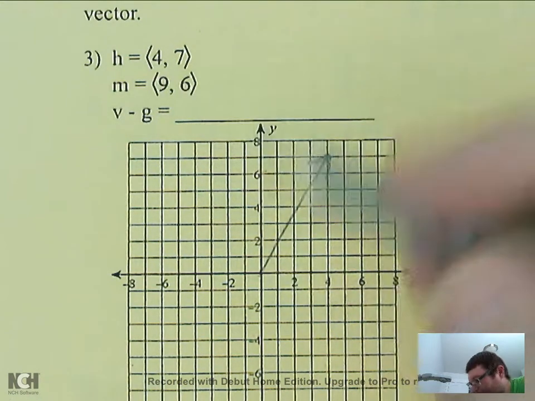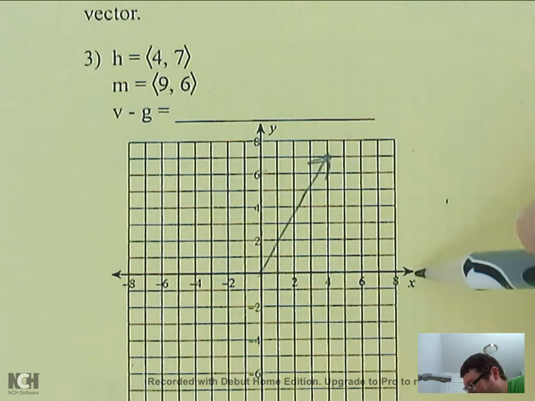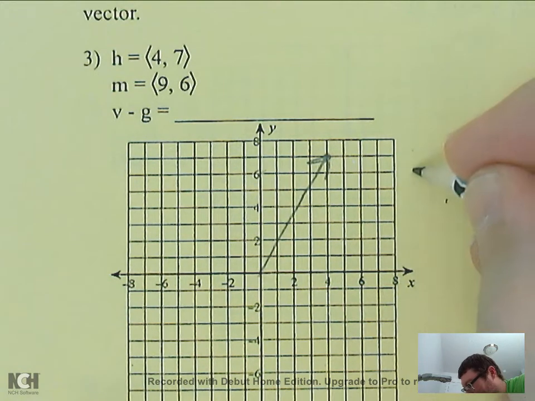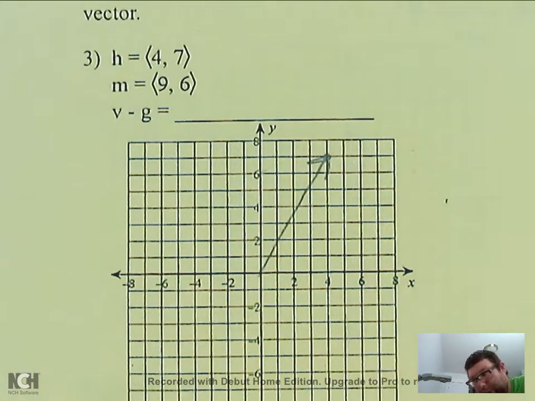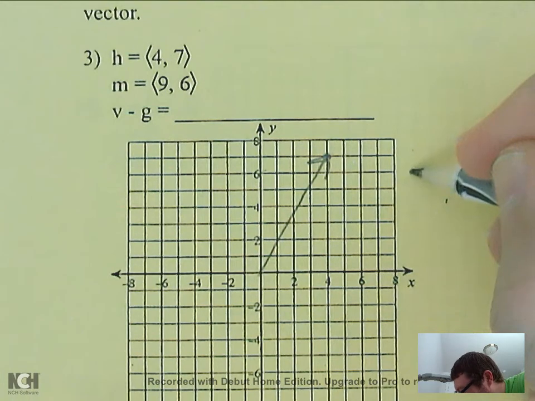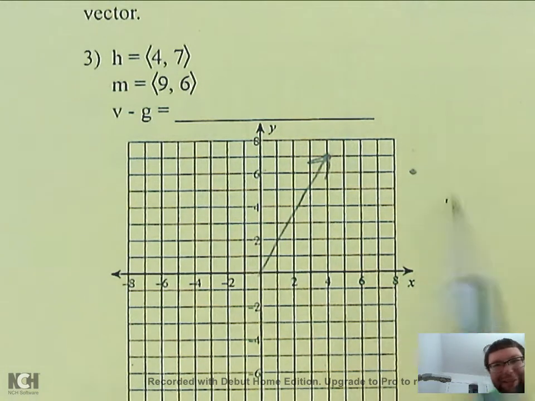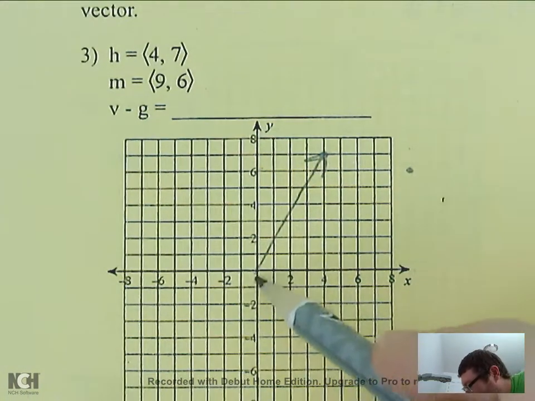So 9, 6, I'm going to go over, oh, it's off the graph. Well, kudos for us for designing a great worksheet. Who made this? That was me. It was me. It's okay. Okay, so off the graph a tiny bit, it's fine.